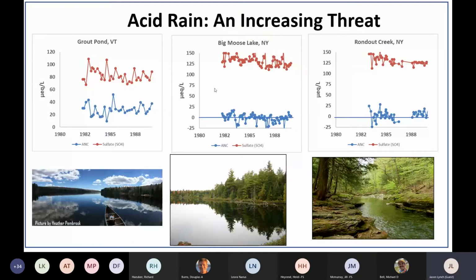They wanted to understand the level of sulfur in these systems. They wanted to understand the level of acidification that was occurring as well. And so what did they find? Well, in the 80s, they found high levels of sulfate, particularly very high levels in Big Moose Lake and Rondout Creek in New York. They also noticed that there were low ANC values. ANC is a measure of the acid-base balance of the system, and in some cases, ANC had dropped below 0 in these creeks.